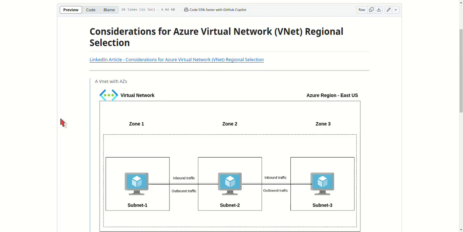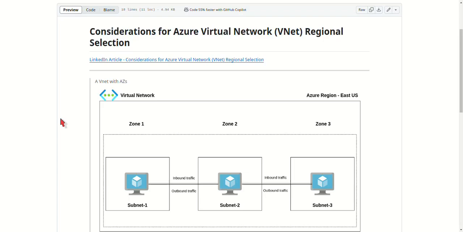Let's take an example. If you are working with a US government agency, your VNet may need to be deployed in a specialized region like US Gov Virginia or US Gov Arizona. These regions are built specifically to meet the rigorous compliance and security standards required by federal, state, and local governments.